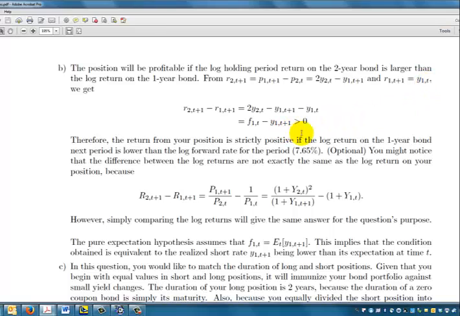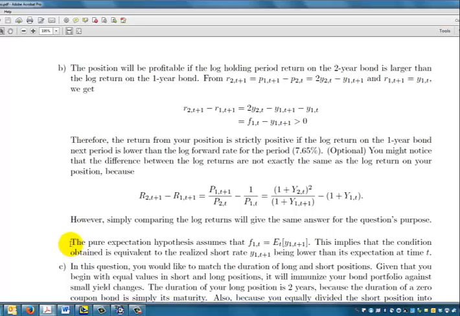Another way to look at that is that you're going to make money if the forward rate is bigger than the future spot rate. In other words, if the interest rate on the 1-year bond next period is lower than the log forward rate of 7.65%. All right, I'm going to skip this discussion.